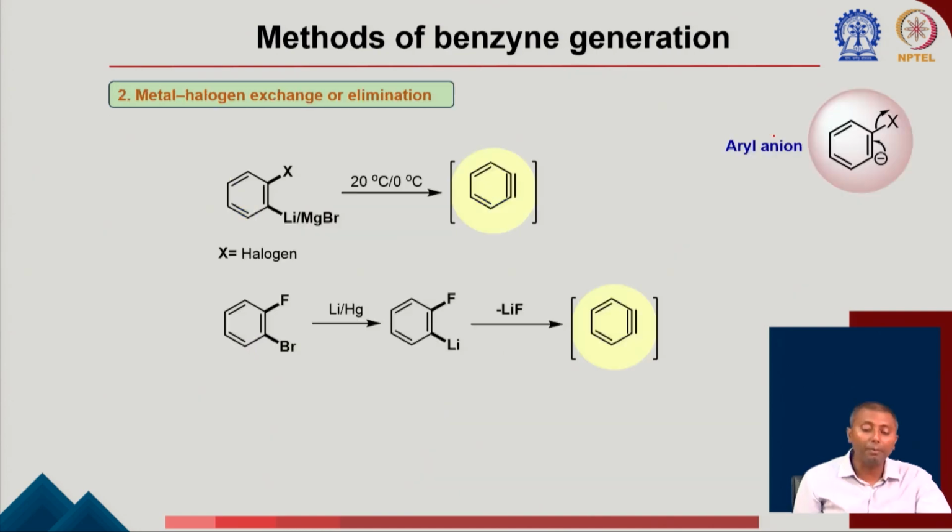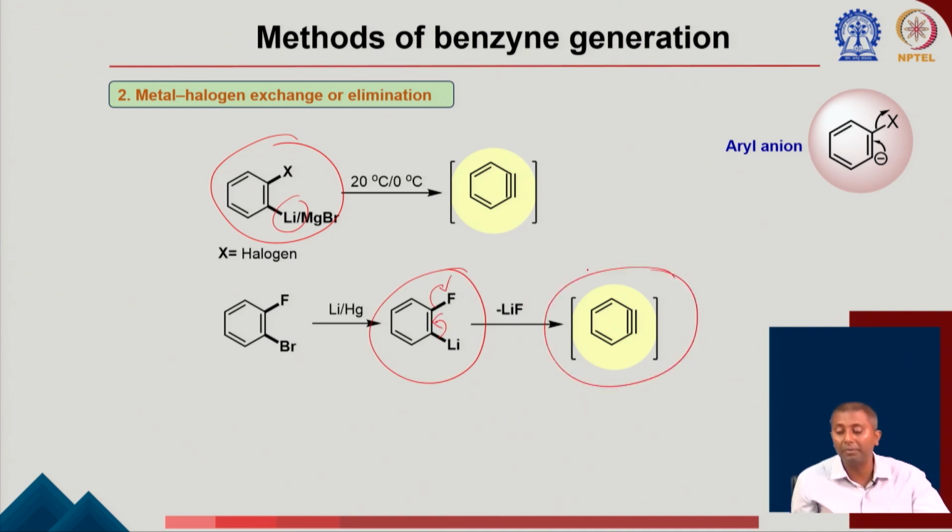So first thing, I'm going to start with the metal halogen exchange. As I mentioned, if you have a halogen here, you generate this lithium, either through the metal halogen exchange, which I am showing here, or just through deprotonation. Then the next thing is elimination, which generates the corresponding benzyne.